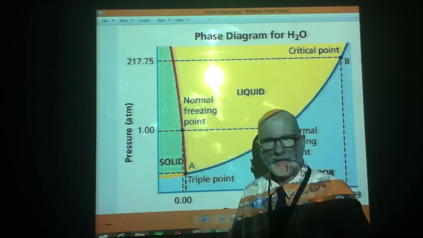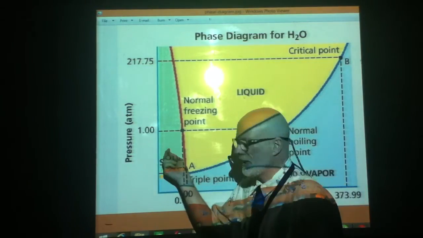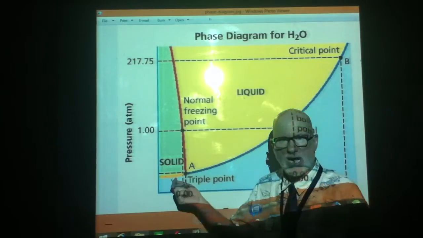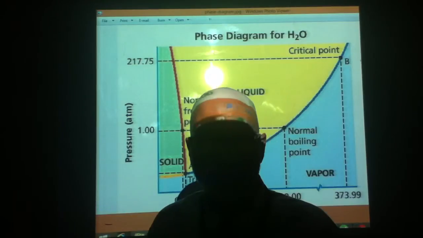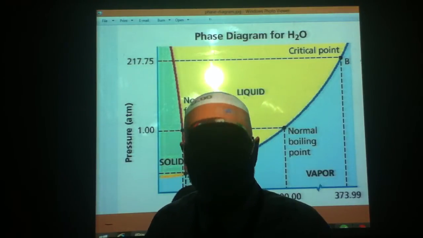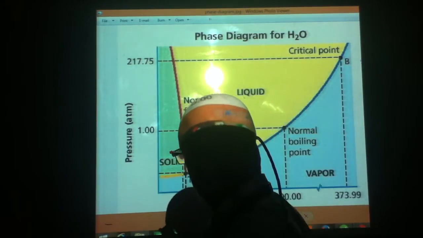You see that? What happens when, instead of going from a solid to a liquid to a gas, you just go from a solid to a gas? What's that called? Sublimation. It's called sublimation.